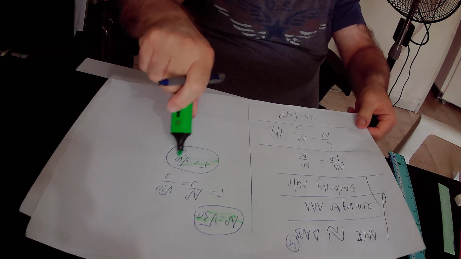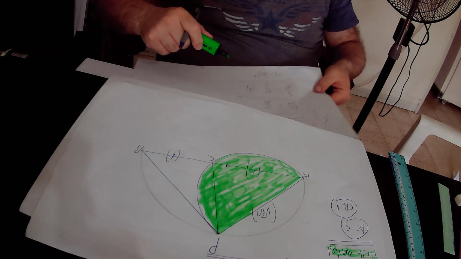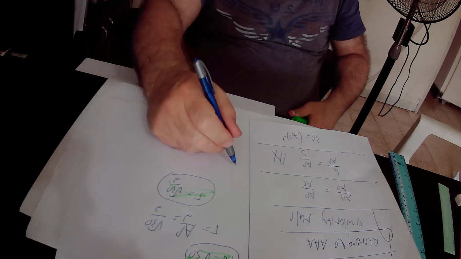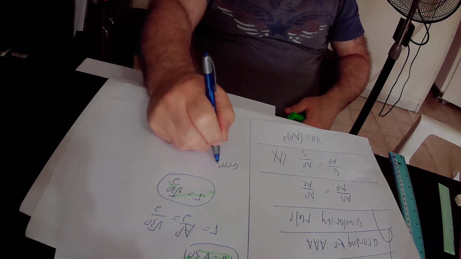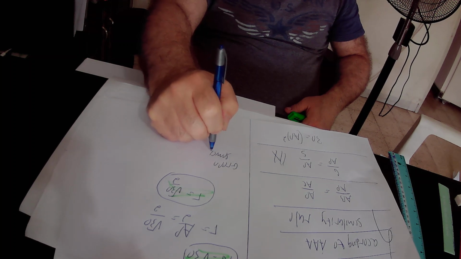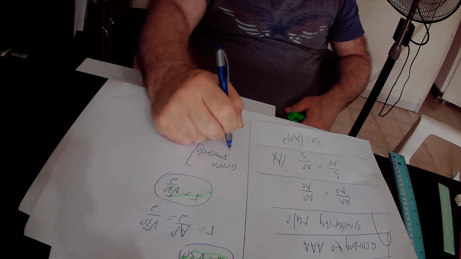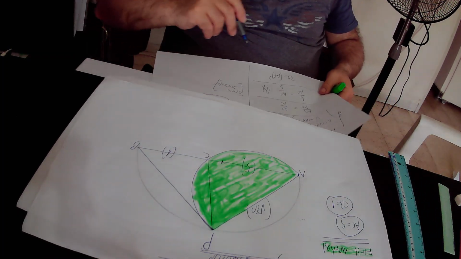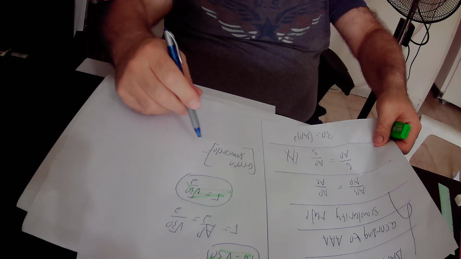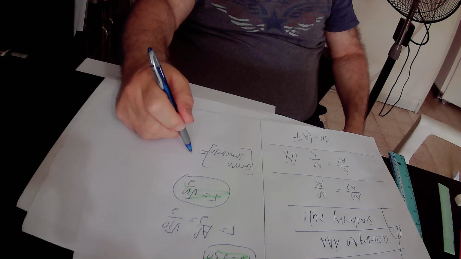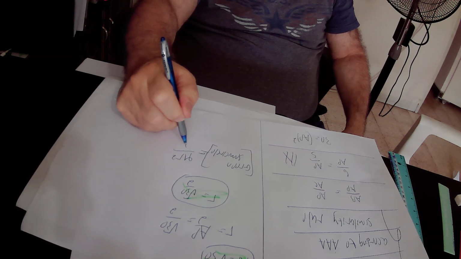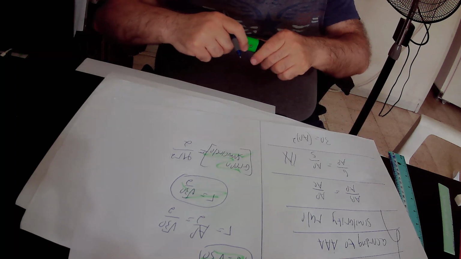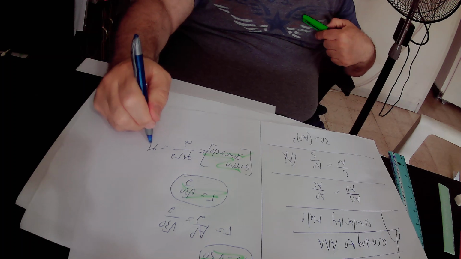Our mission is to find out the area of this green semicircle. The area of the green semicircle equals the area of the circle over 2. And the area of the circle is of course pi r squared, and pi r squared over 2 is the area of the green semicircle. So the area of the green semicircle equals pi times r squared.